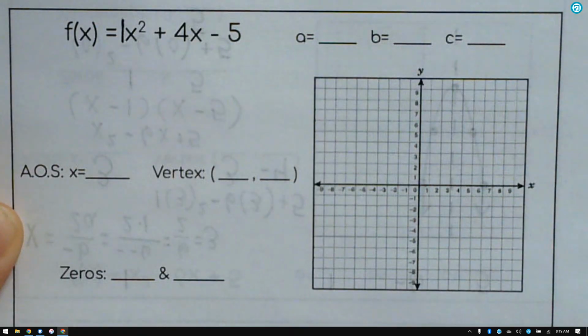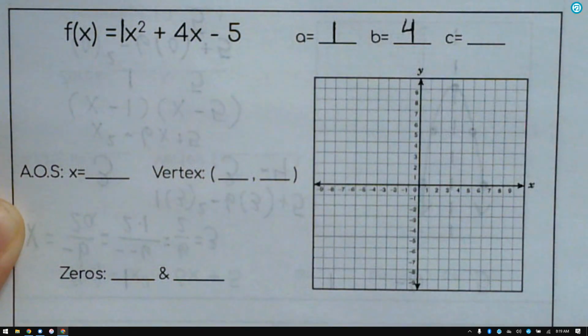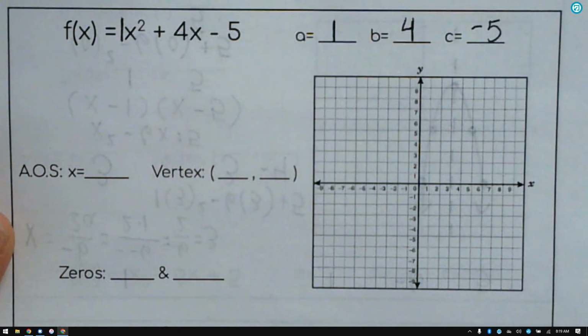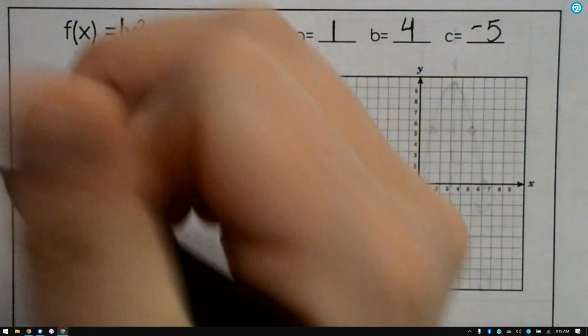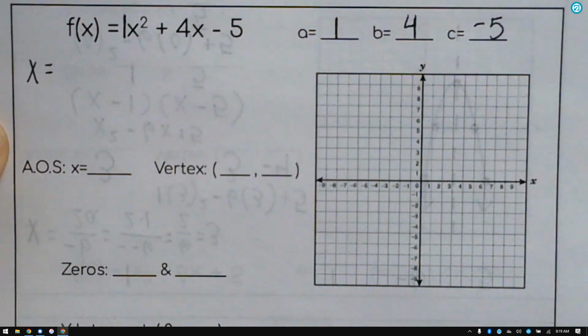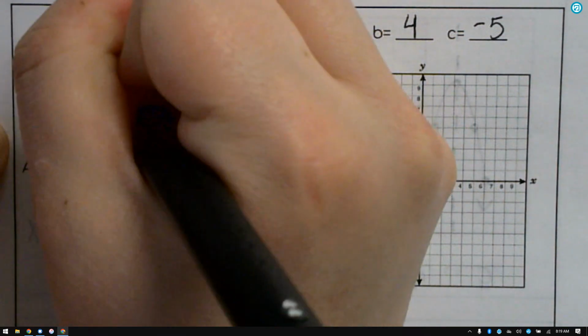What is my a value? 1. What is my b value? 4. What is my c value? Negative 5. 1, 4, and negative 5. Okay, my formula to find my axis of symmetry always is x equals negative b over 2a.